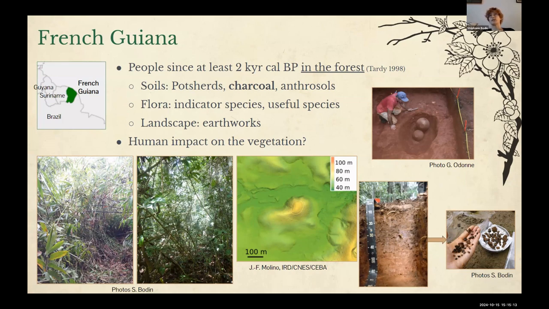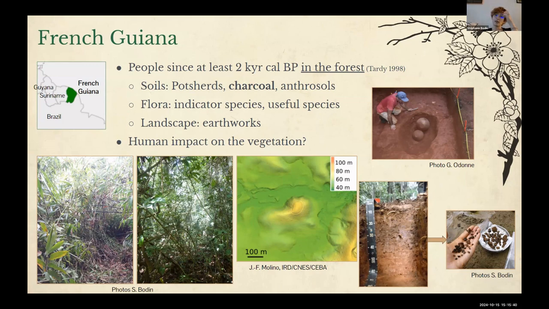The anthrosols are anthropogenic soils. For example, maybe you have heard about terra preta in Brazil. It's very black earth, while in the tropics, the earth is rather orange, red. And in French Guiana, we have something a bit in between, but it's still anthrosol, something more like dark brown. It's not as black as in Brazil, but they are still anthrosols. They are also enriched in phosphorus or other nutrients.